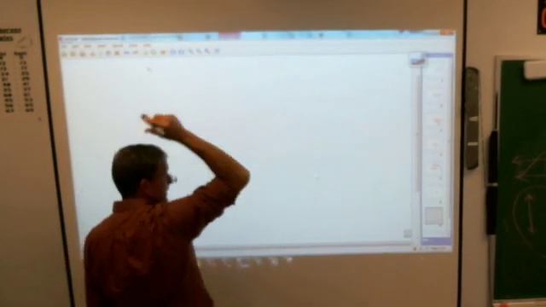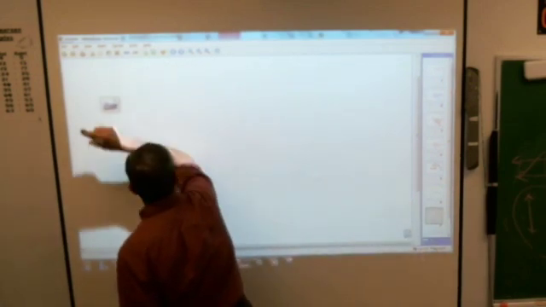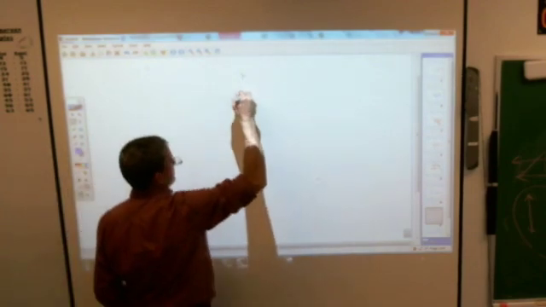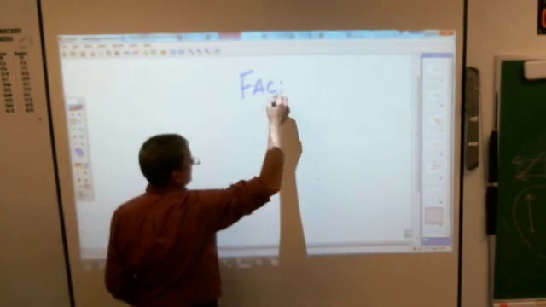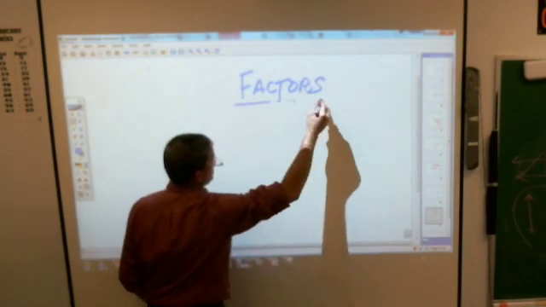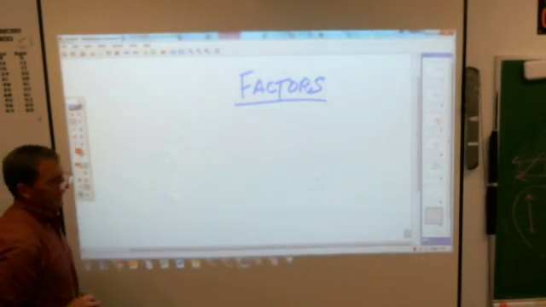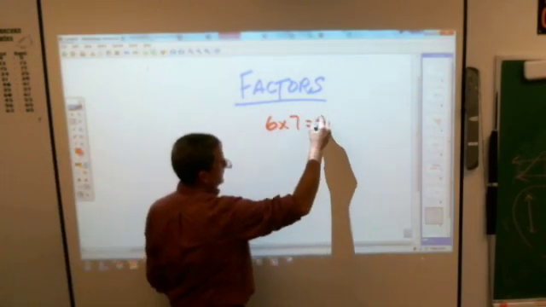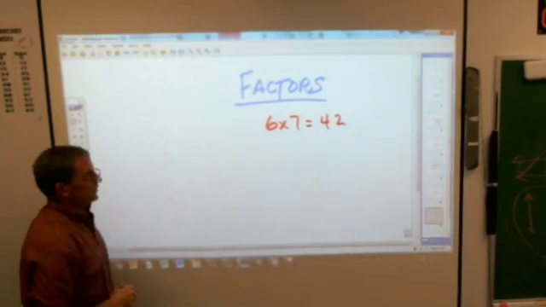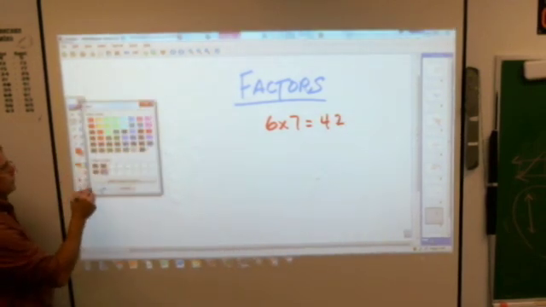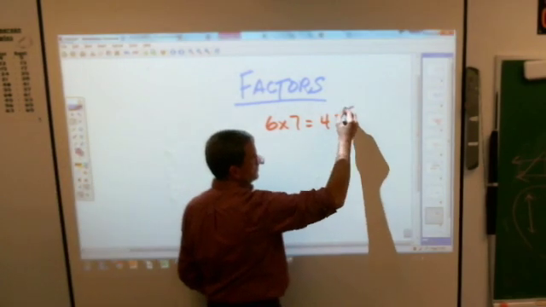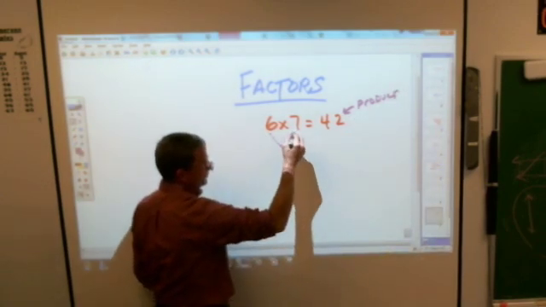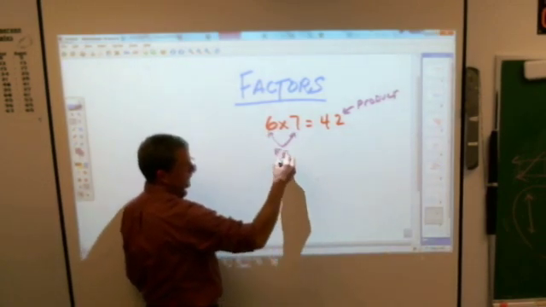If you please write on top of this piece of paper the word factors. If you remember back, I think when we talked about multiplication problems, if we have 6 times 7 is 42, we know that the answer to a multiplication problem we call a product. And the two things we multiply together are called the factors.